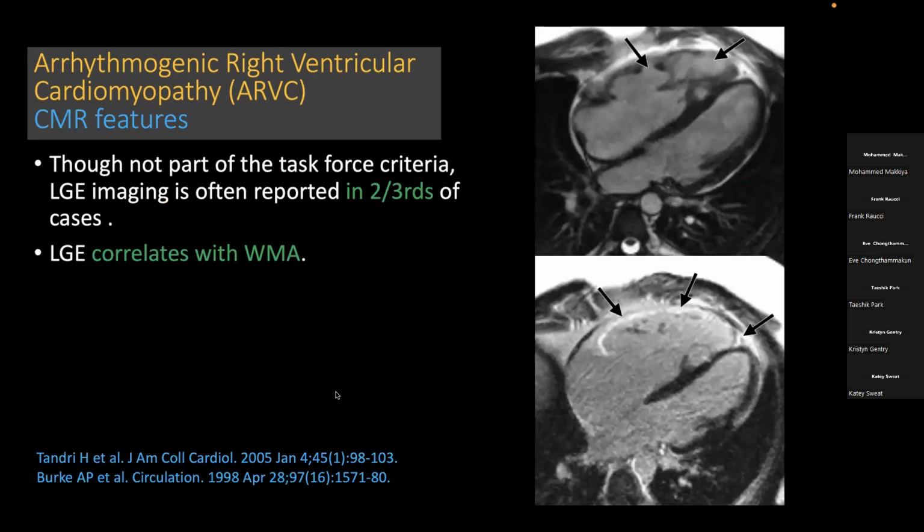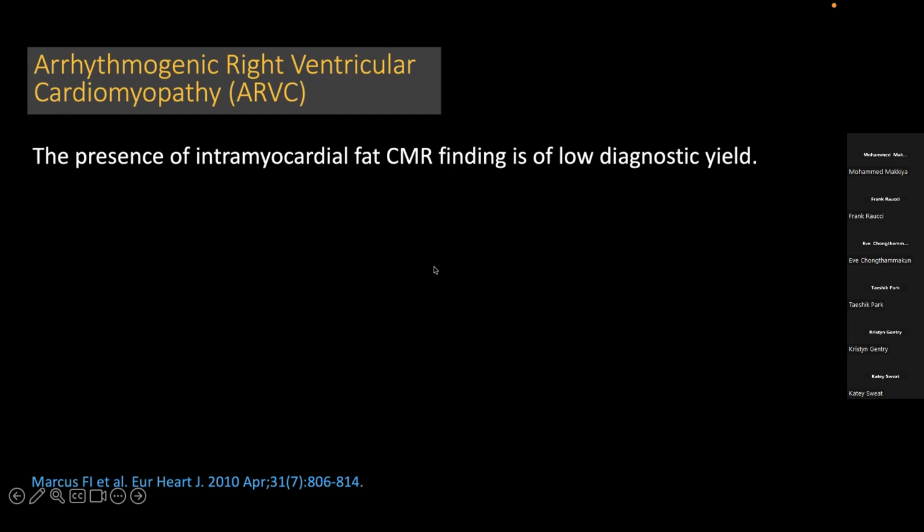Although it's not part of the task force criteria, the LGE correlates with the wall motion abnormalities in about 2/3 of patients. But this patient had ARVC, with enlargement of the right ventricle and akinesis of the RV free wall. In this patient, we had enhancement of the RV free wall corresponding with the wall motion abnormality. The presence of intramyocardial fat is not one of the criteria for the diagnosis.